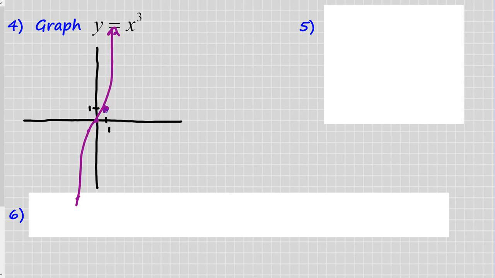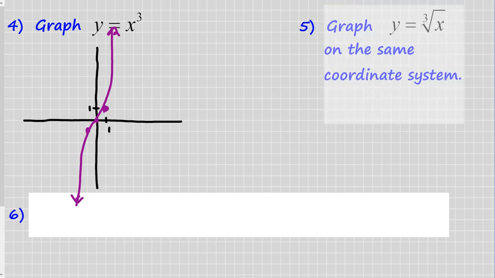Well, I'm just going to leave it like that. Okay. And then what we want to do next is graph its inverse, which is y equals the cube root of x. So the cube root function or the cube root operation would be the inverse operation of cubing.